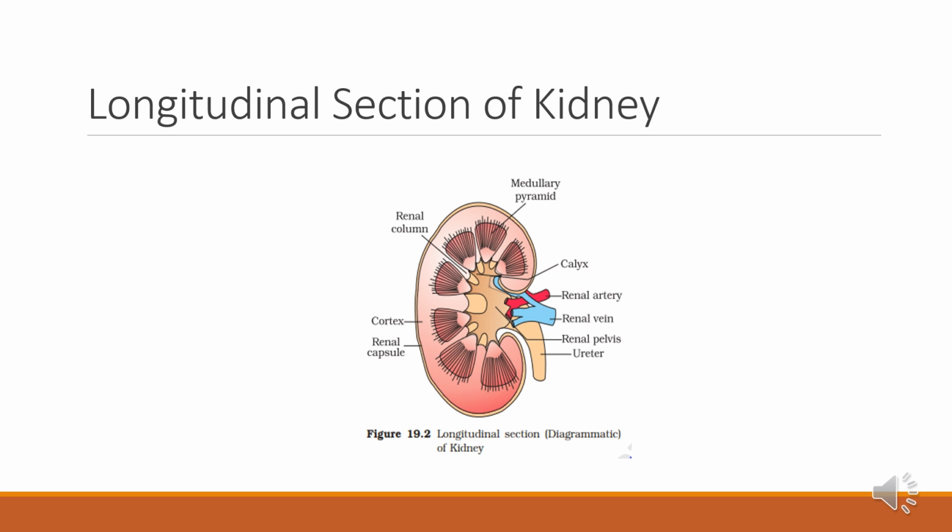Singular is called calyx. The cortex extends in between the medullary pyramids as renal columns and these are called columns of Bertini. Now in this slide you are watching in the hilum portion, renal artery is entering and renal vein is leaving the kidney.